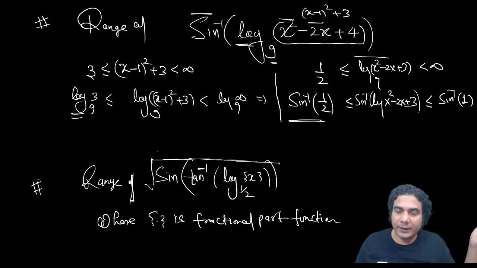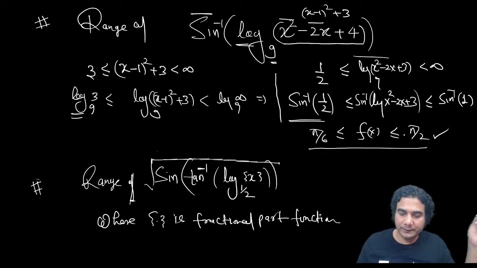So sine inverse of pi by 2 is nothing but, yes, pi by 6 is less than or equal to this is your f(x), less than or equal to this is your pi by 2. Yeah, perfect. Correct answer.